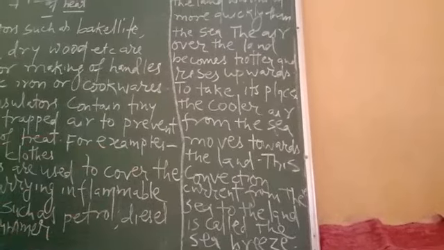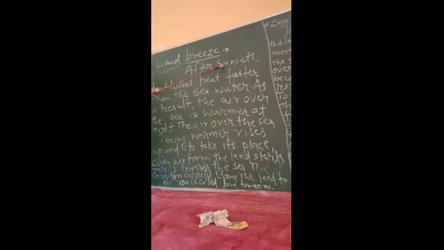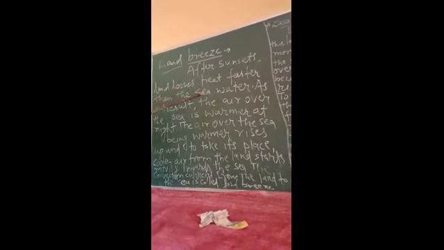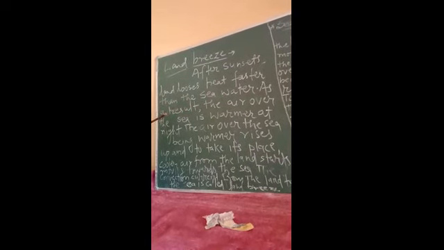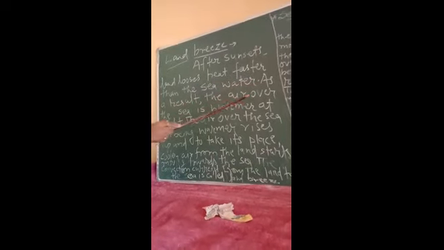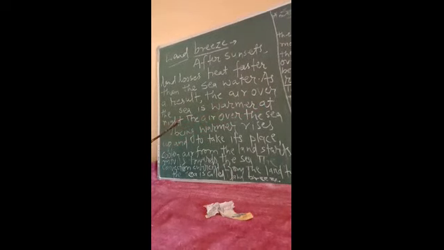Another one is the land breeze. After sunset, land loses heat faster than the sea water. As a result, the air over the sea is warmer at night.